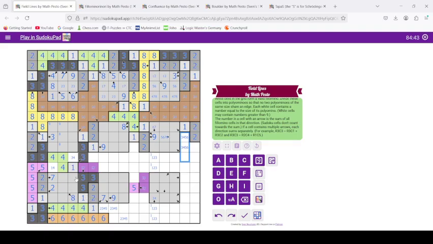Where does 9 go in this box? Can't go there because this 9, can't go there because this 9, because it has to be somewhere over here, which means 9 over here goes there. 1, 2, 3, 4, 5, 6. These two are 5 and 6. Seven goes there. Not interesting. 8 goes there. 7 goes there, which means this is a 7, that's a 1.